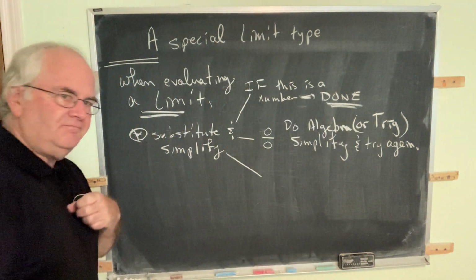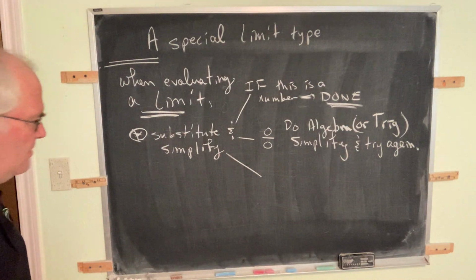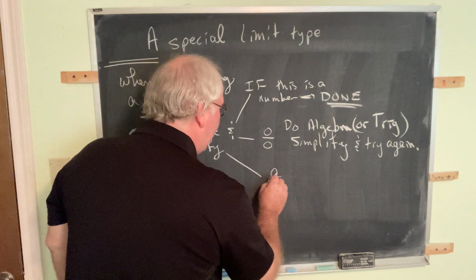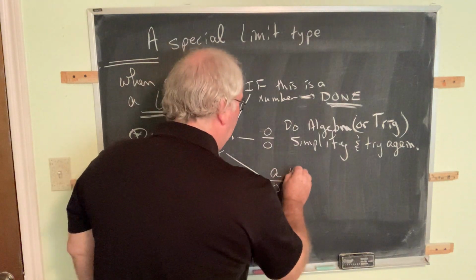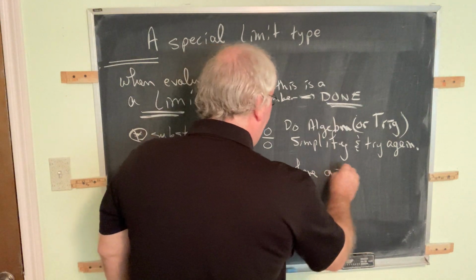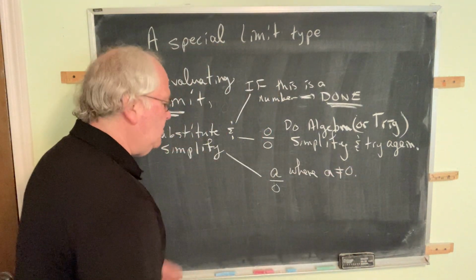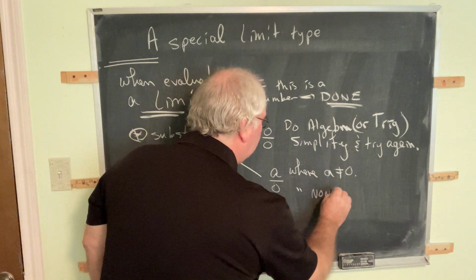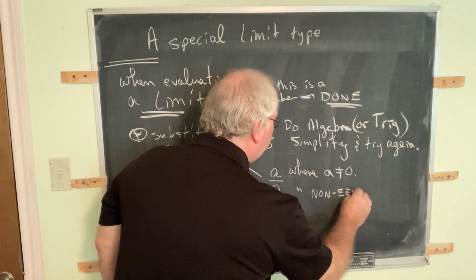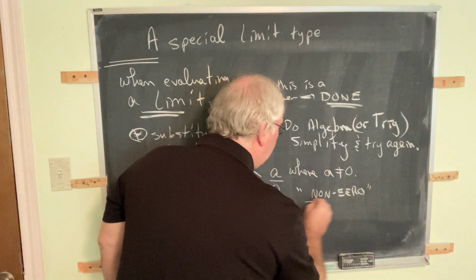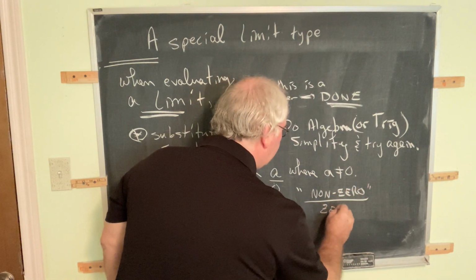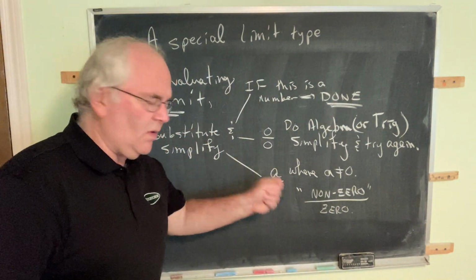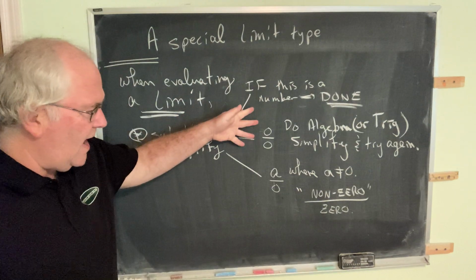Well, there's one other item we can consider now, and that is, what if we get a over 0 where a is not equal to 0? What if you get, I'm going to write this conceptually, non-zero divided by 0? This is the last scenario we will consider. We've not considered that yet.